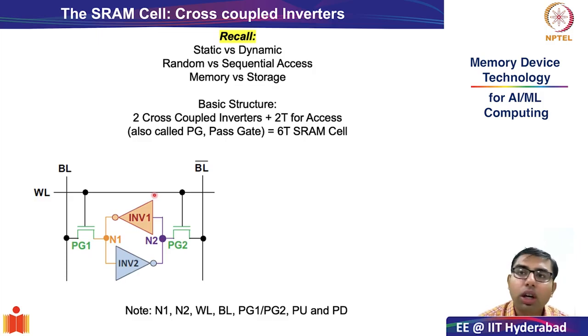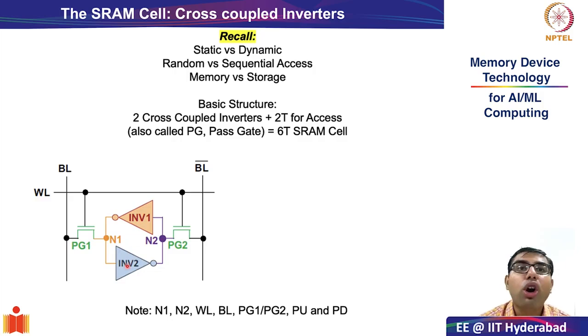At the heart of the SRAM cell are essentially two cross-coupled inverters. So what is the meaning of cross-coupled inverters? As you know, inverters are devices which in digital CMOS logic invert the input. If the input is 0, it makes it 1, the output is 1, and vice versa. If input is 1, it goes to 0. And a simple symbolism that is used is this triangle. So you have inverter 1 and you have inverter 2.